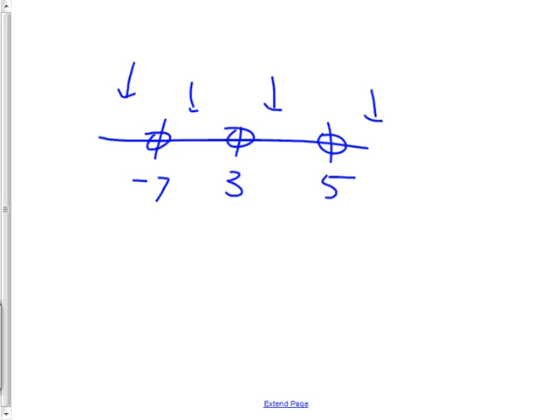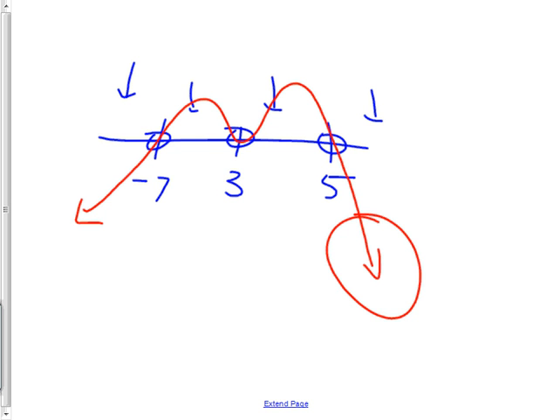Okay, and so I think it's better to do this graphing deal where you go through here, it bounces there, and then it has to end going down. And how do you know it ends going down on the right? If the lead coefficient is negative, it has to be going down.